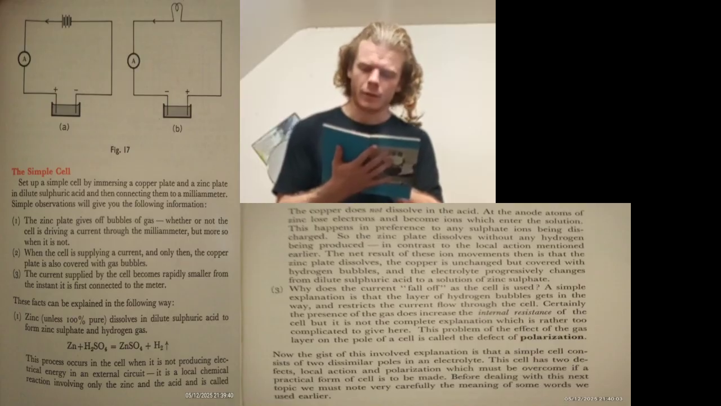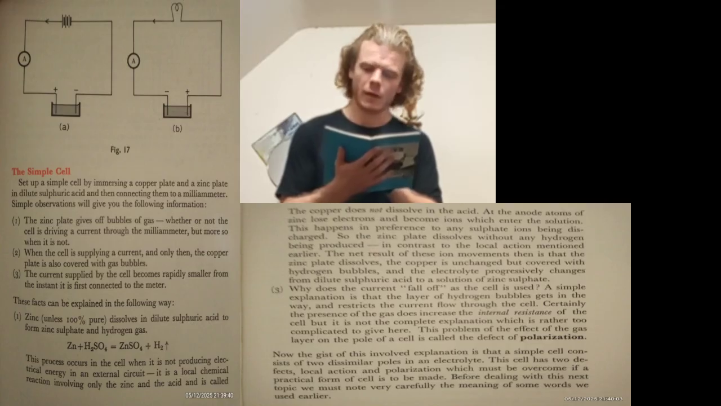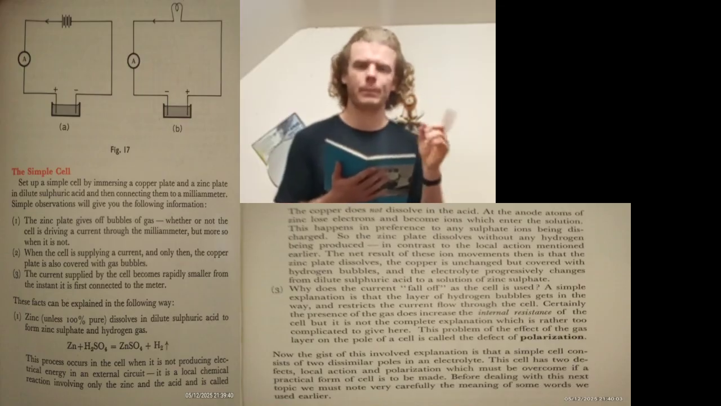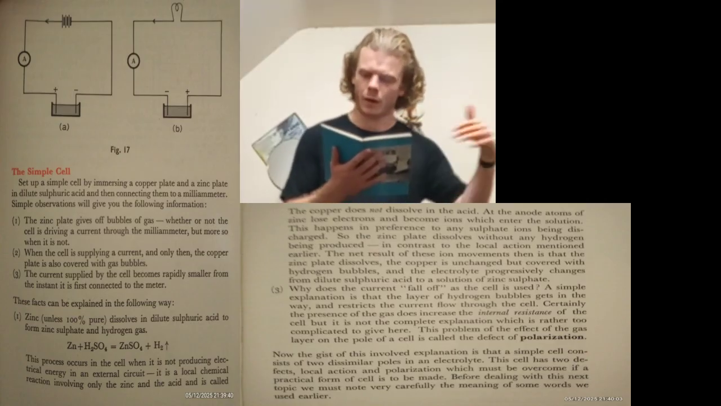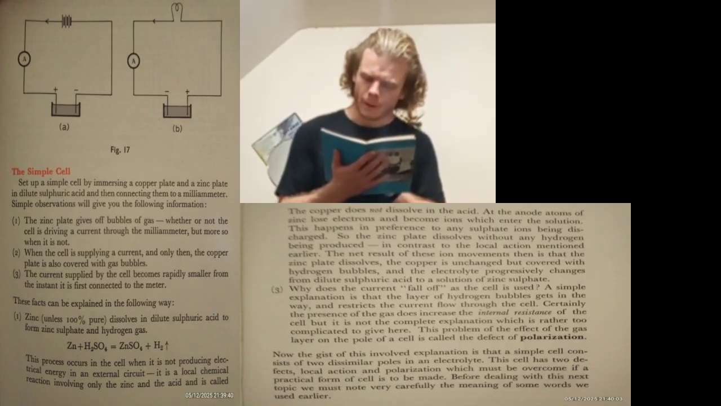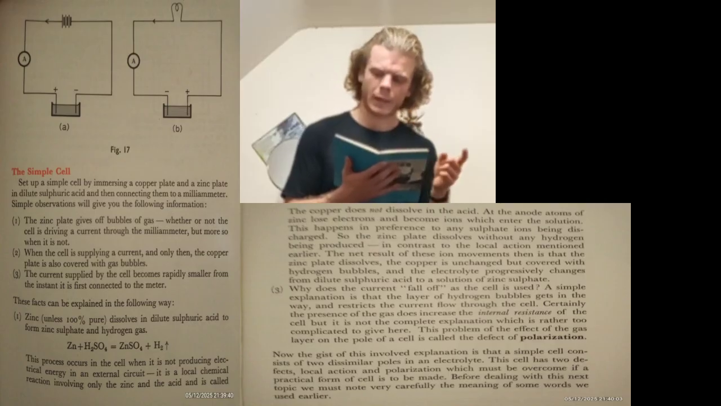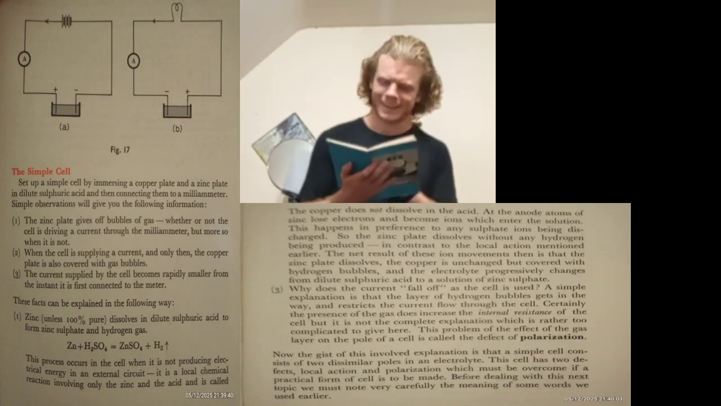The net result of these ion movements is that the zinc plate dissolves, the copper is unchanged but covered with hydrogen bubbles, and the electrolyte progressively changes from dilute sulfuric acid to a solution of zinc sulfate, because the zinc is dissolving away, but it's not going completely away. It becomes part of the solution, and it becomes now a zinc sulfate solution. I still don't really understand.